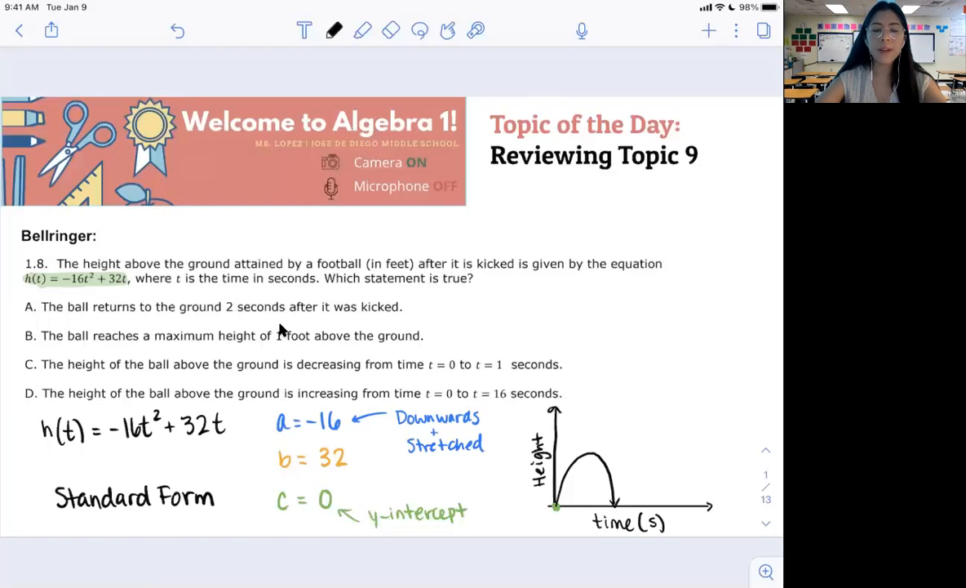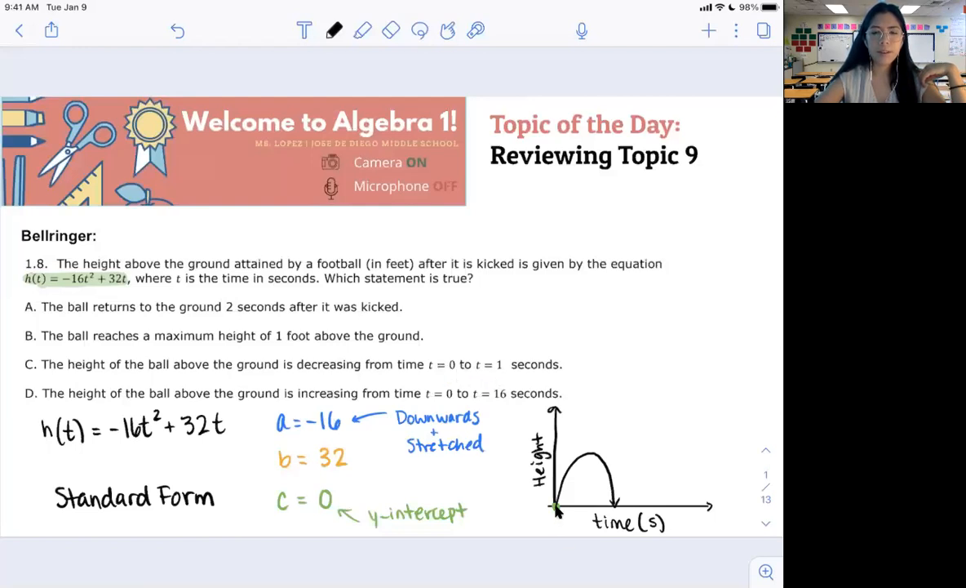What's a number that would be unreasonable for the maximum height? 10 feet. That's really high. That's unreasonable. Or like 144 feet, that would be unreasonable. But 1 foot, yeah, it could definitely happen. C, the height of the ball above the ground is decreasing from 0 to 1.